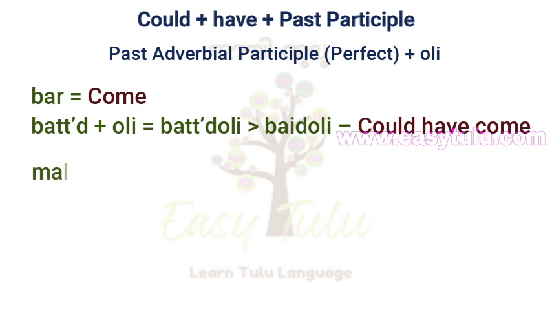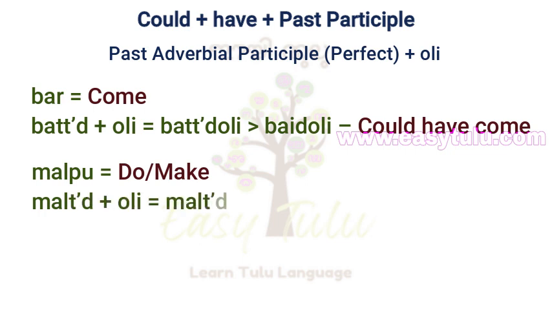Next example, malpu means do or make. Maltadu is the past adverbial participle. Maltadu plus oli, maltudoli, could have done.